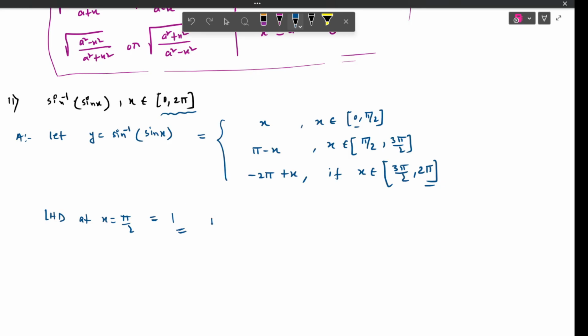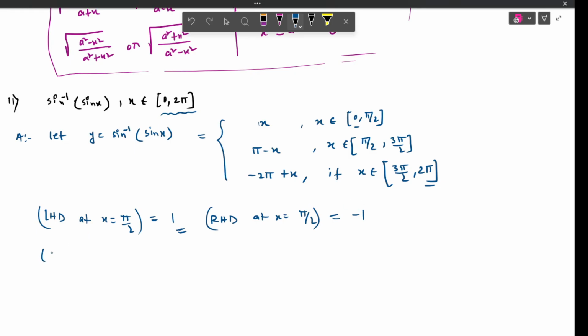If you find out the right hand derivative at x equals pi by 2, right hand derivative means x tends to pi plus, where you have to take pi minus x, and left hand derivative means pi minus, that is, you have to take this function. Okay, you will see this will come out as minus 1. The left hand derivative at pi by 2 will come out as plus 1, and the right hand derivative at pi by 2 will come out as minus 1.